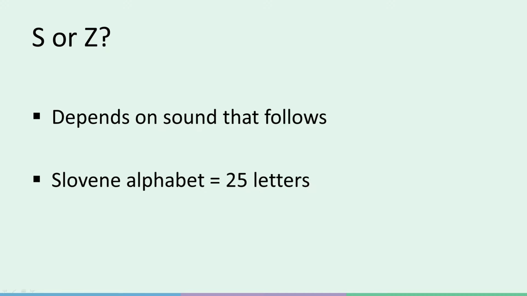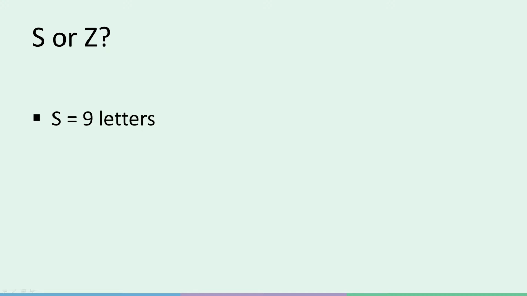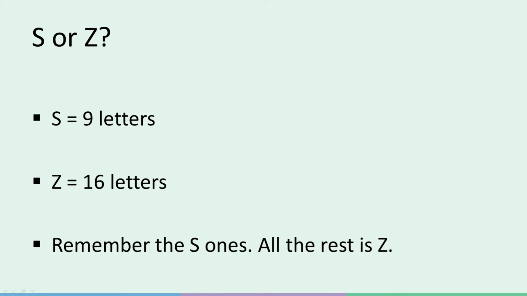The Slovene alphabet has 25 letters. Let's break that down: 25 is 9 plus 16. With 9 letters, we use S. And with 16, we use Z. Which means it makes a lot of sense to make an effort to really learn and remember the S ones. Then if you're confident it isn't an S, it has to be a Z. Now, which are those 9 letters and how do we go about remembering them?